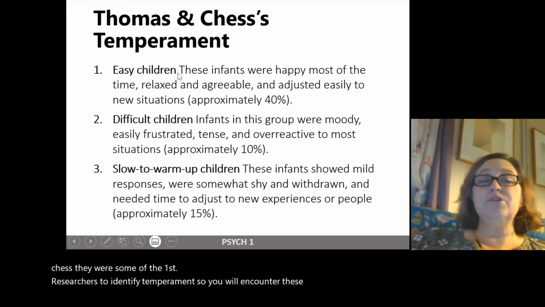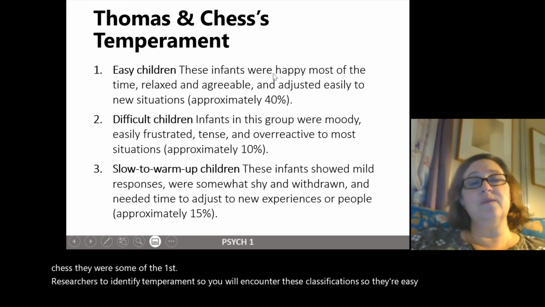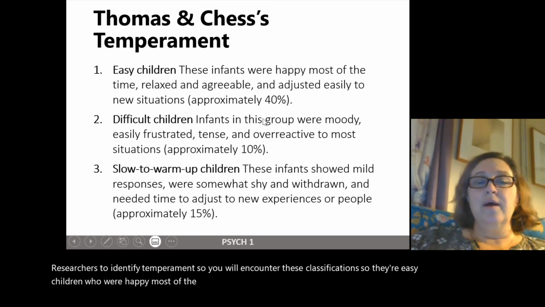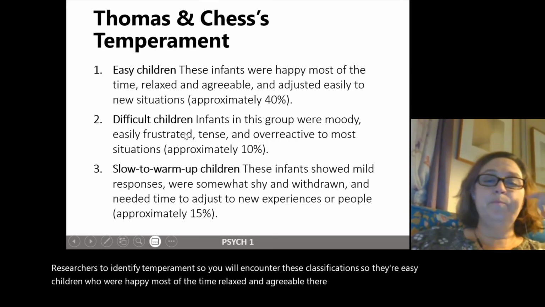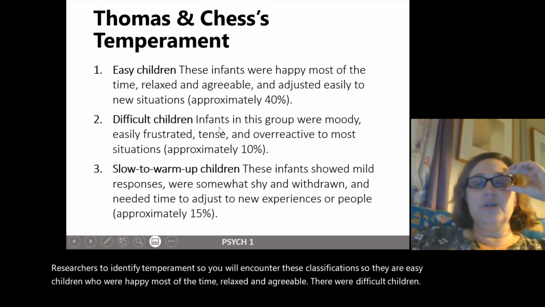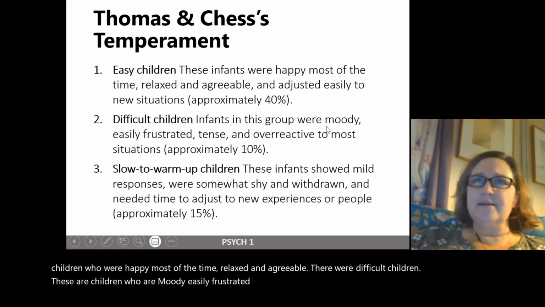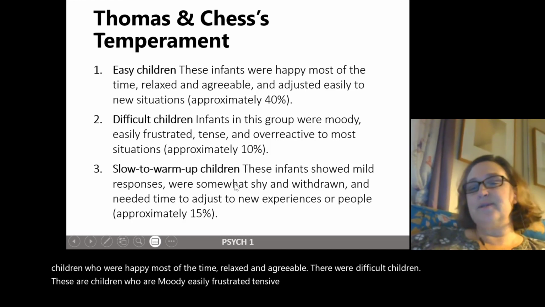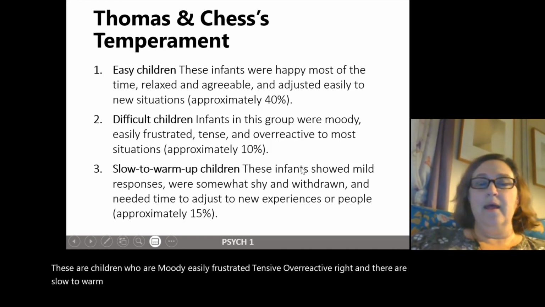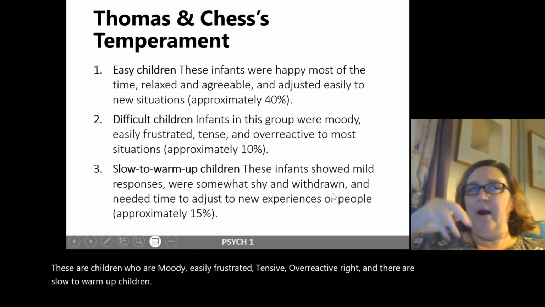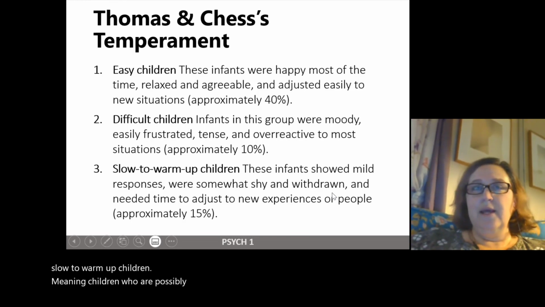So there are easy children who are happy most of the time, relaxed and agreeable. There were difficult children. These are children who are moody, easily frustrated, tense, overreactive, right? And there are slow to warm up children, meaning children who are possibly more fearful.